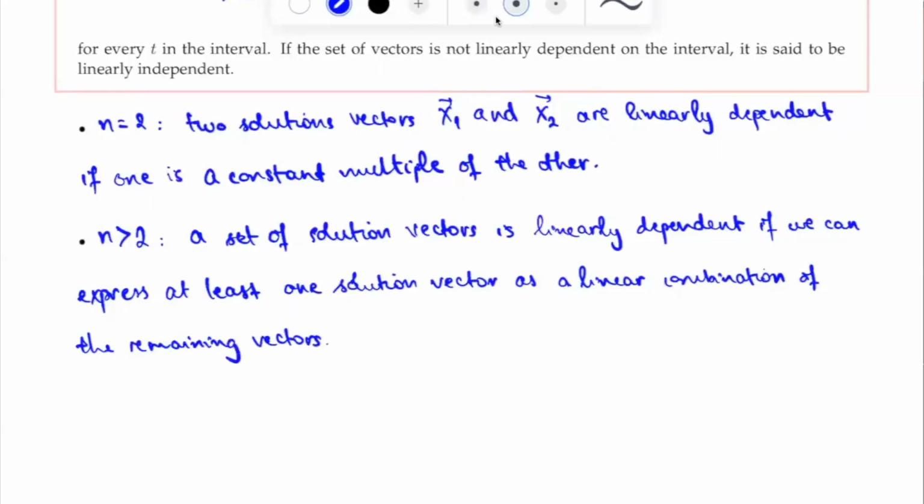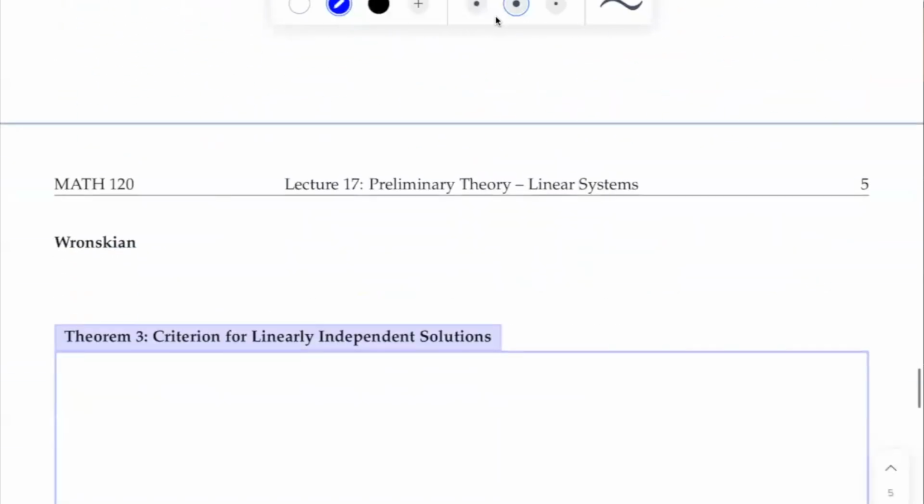Again, moving on to the next concept, the Wronskian. We're going to calculate the Wronskian to determine if the solution vectors are linearly dependent or linearly independent. Because again, we want to know if you can write the solutions as a linear combination, so that you have another solution that satisfies the system of differential equations. So the Wronskian, right?